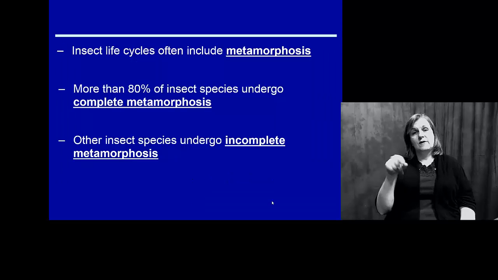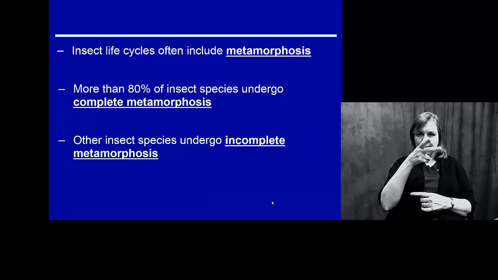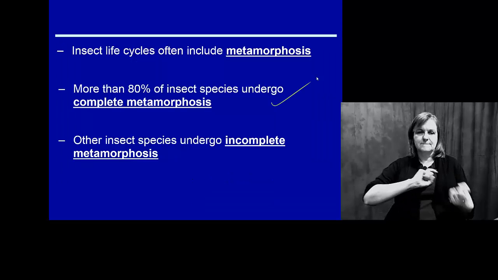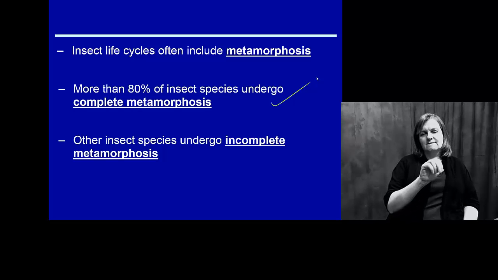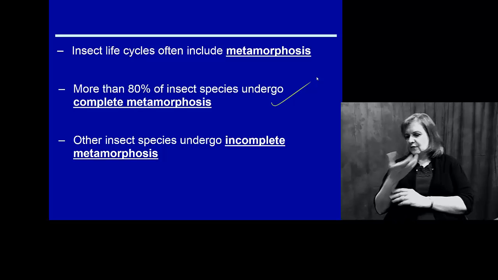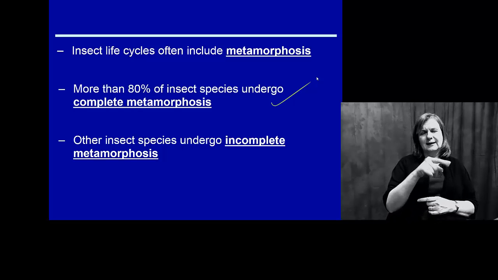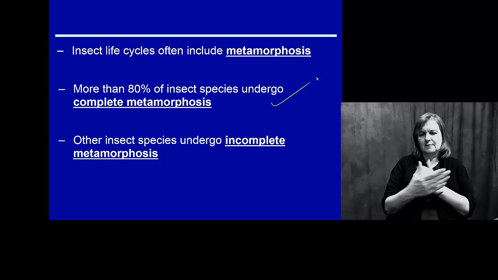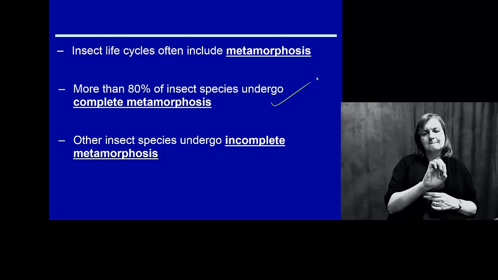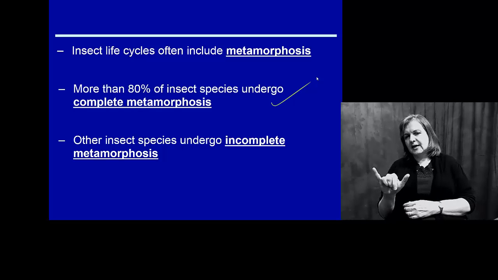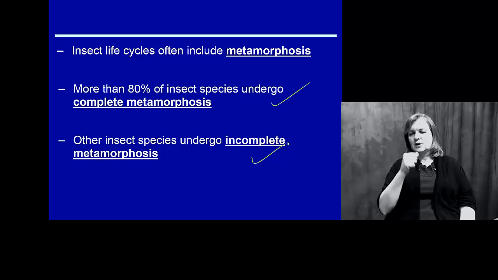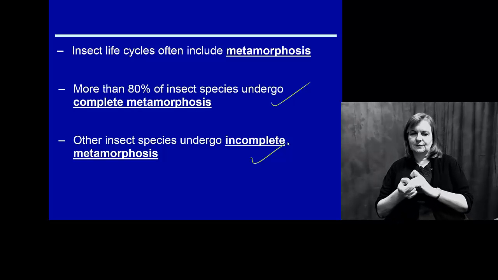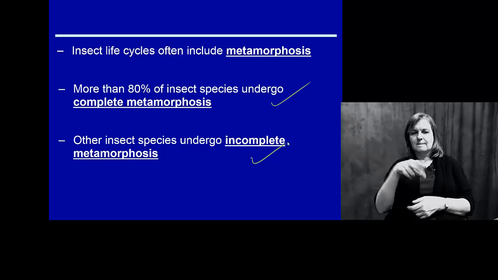I mentioned the term metamorphosis to you. More than 80% of our insect species actually undergo a complete metamorphosis, meaning they're born as a slug-like larvae and develop into big, beautiful things. Think about the caterpillar that turns into a butterfly, the maggot that turns into a fly, all of these sorts of things. Others will go through some sort of incomplete metamorphosis where they don't have a complete transition, but we don't usually see a pupa involved.